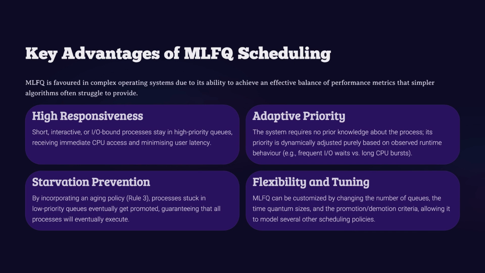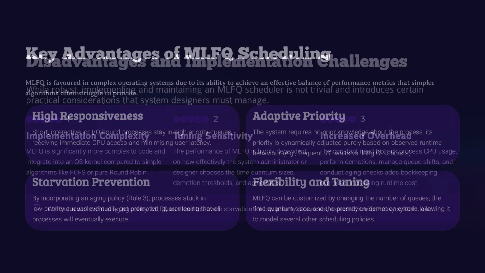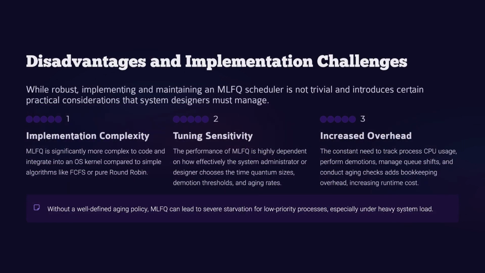It adapts priorities automatically. Processes that wait often get higher priorities, while CPU-heavy processes are adjusted down. It prevents starvation through aging, gradually promoting long-waiting processes. And it's flexible, meaning we can tune the number of queues, time quanta, and promotion rules to optimize the performance.